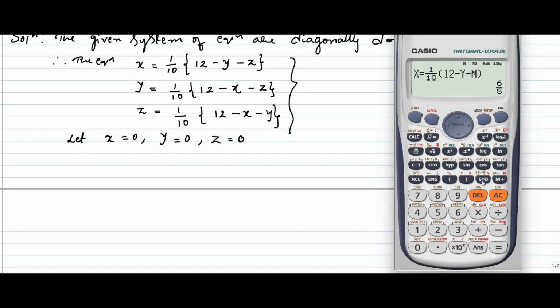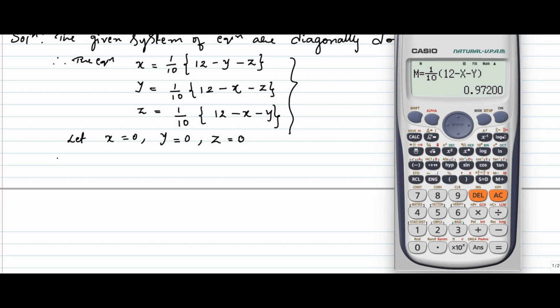So it will automatically give the x1 approximate value 1.2. You can note down that value, 1.2. The next value, the y1 value, is 1.08. Next z value, to get it in decimal form, I am going to press SD, 0.972. Okay, now I am going to note down this first approximation value.